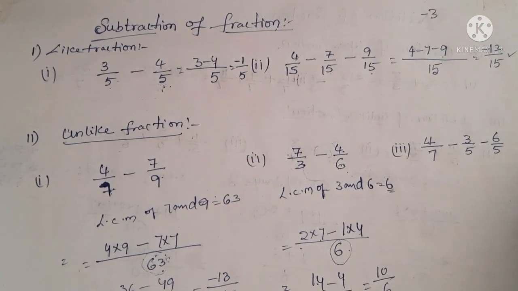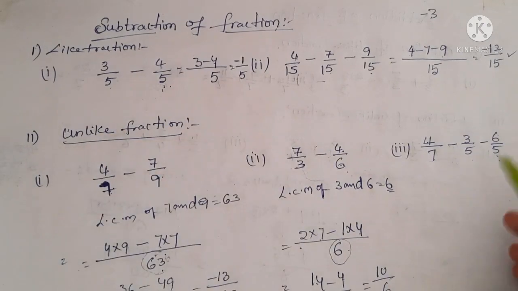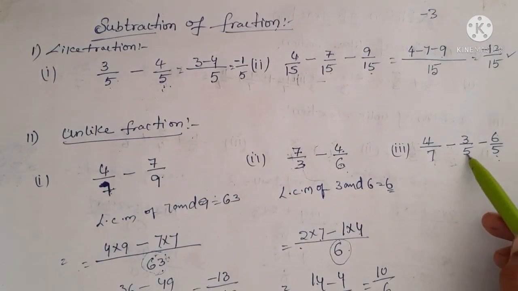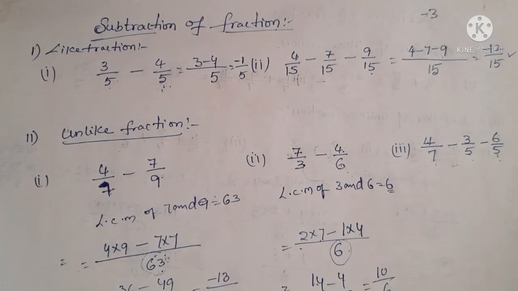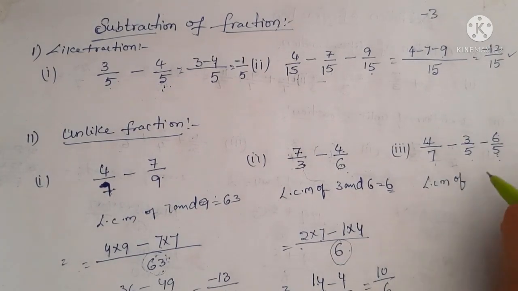And next example is 4 by 7 minus 3 by 5 minus 6 by 5. So these fractions are called unlike fractions because see here denominator not same numbers. Okay. So first we have to find out LCM of 7, 5 and 5, that is the 35.